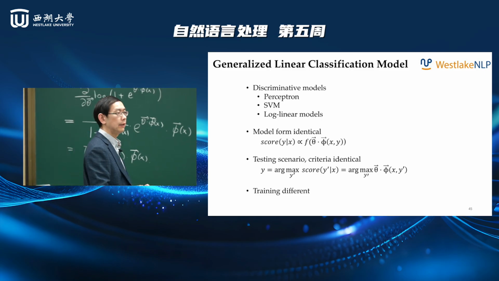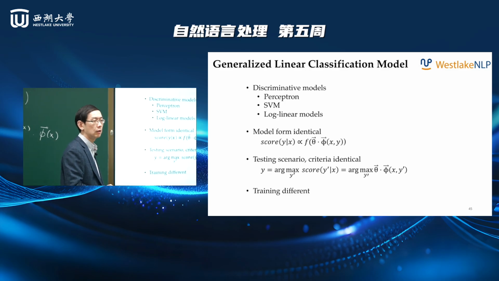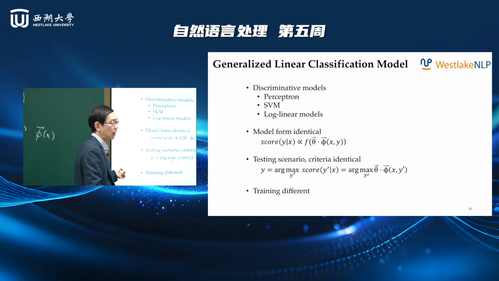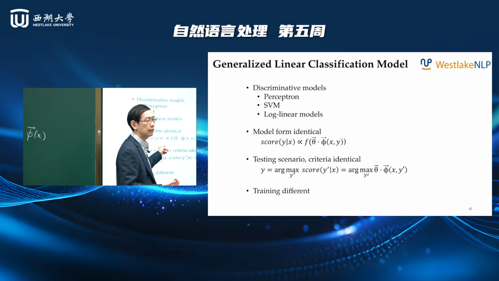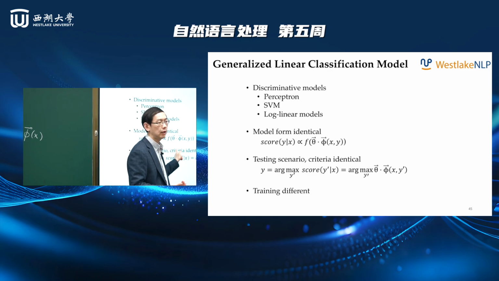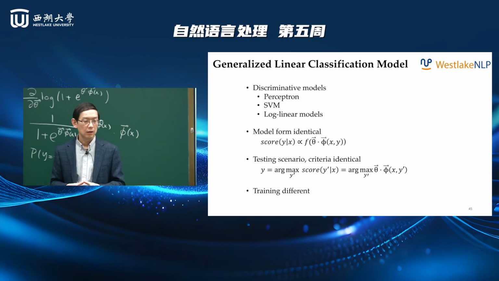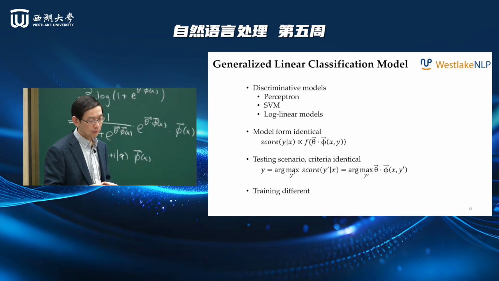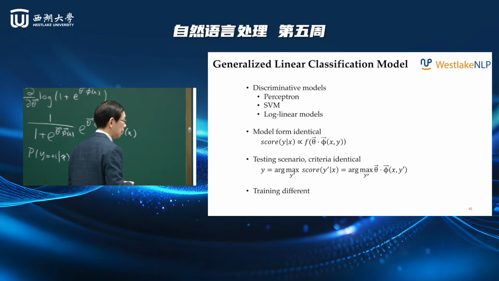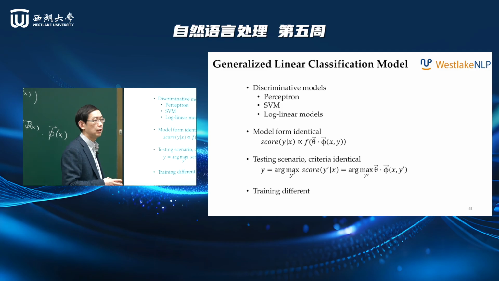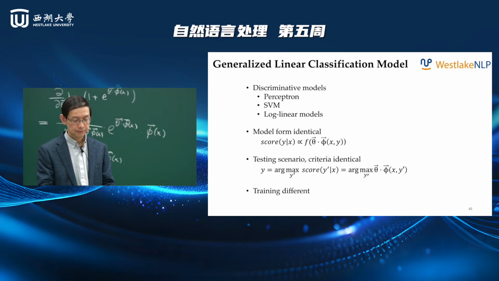And the test scenario is also the same, as what we learned in week 2. You're given an x, you enumerate all possible y, and you calculate the highest score, theta dot phi. You just need to find the y that has the highest theta dot phi. Training is different, but let's look at training later. Although training is different, it is also under the same process.